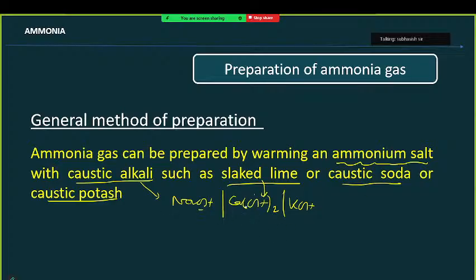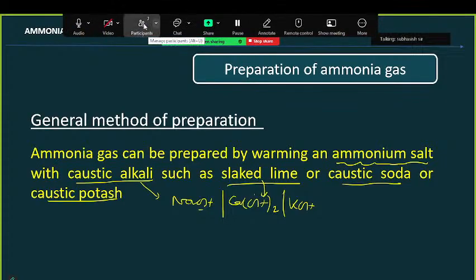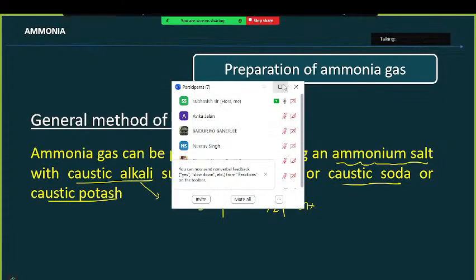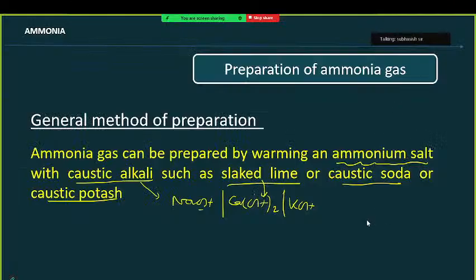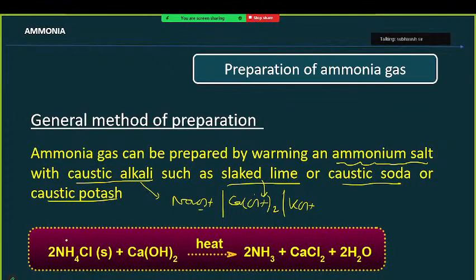These are the important alkalis that can be used to convert ammonium salts into ammonia. This is the ammonium salt NH4Cl reacting with calcium hydroxide. Some heating is required, with the formation of ammonia, calcium chloride and water. So this is the general method of preparation of ammonia gas.